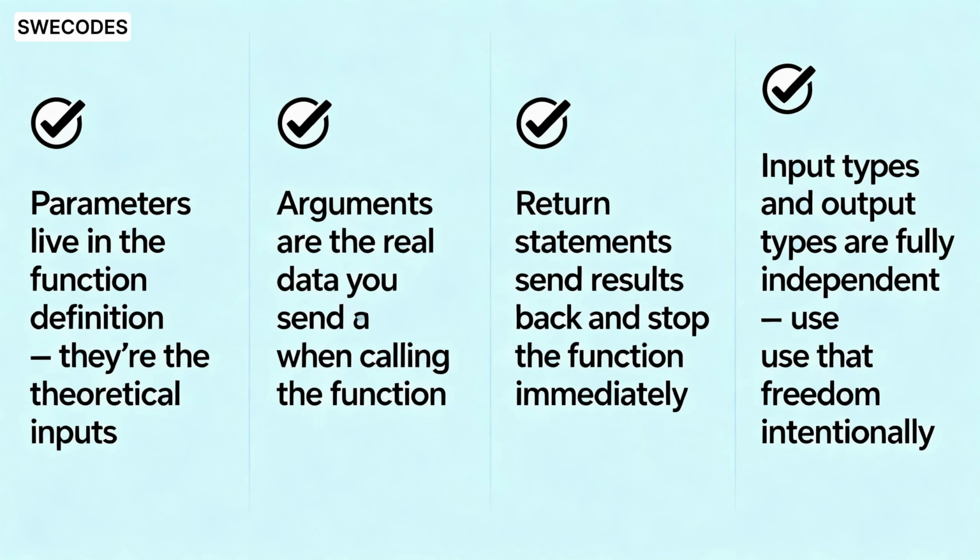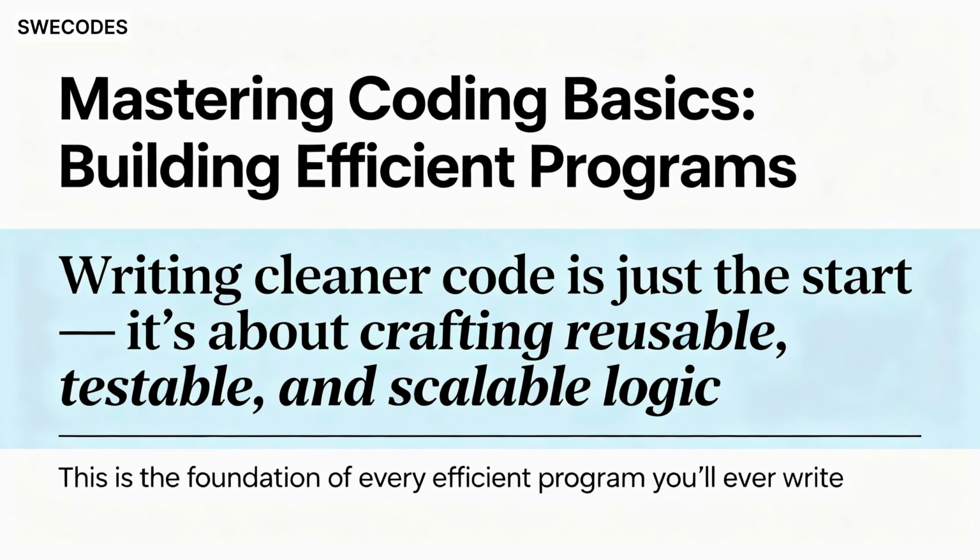Let's summarize what we've learned. Parameters live in the function definition. They're the theoretical inputs. Arguments are the real data you send when calling the function. Return statements send results back and stop the function immediately. Input types and output types are fully independent. Use that freedom intentionally. Mastering these basics isn't just about writing cleaner code. It's about writing reusable, testable, and scalable logic. This is the foundation of every efficient program you'll ever write.